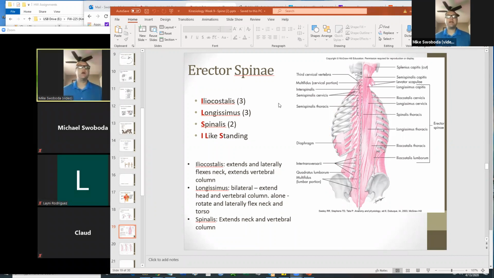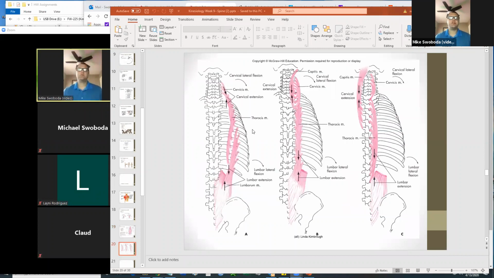So again, erector spinae muscles keep you upright. These are your muscles of posture. So they're going to extend your back and neck, and they keep you upright. If these weren't working correctly, you would be slouching forward. And again, this just shows all their connections. If you were to say these insert on any vertebrae, you would be correct.